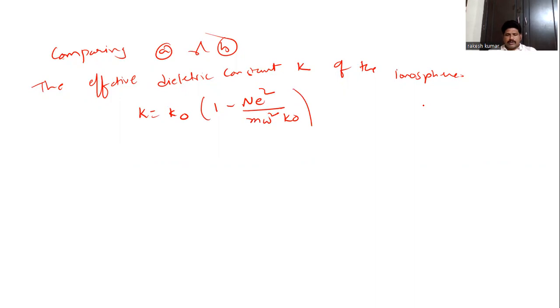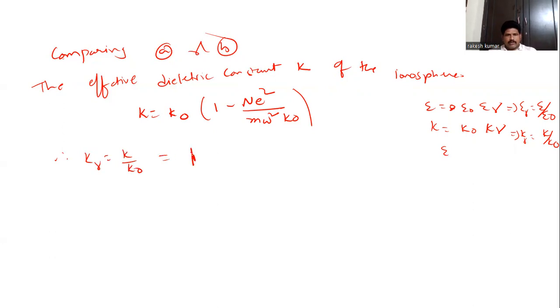We know the general formula: epsilon is equal to epsilon naught into epsilon r. Similarly, K is equal to K naught into KR. Therefore, the relative permittivity KR is equal to K by K naught, which is equal to 1 minus N E square by M omega square into K naught.